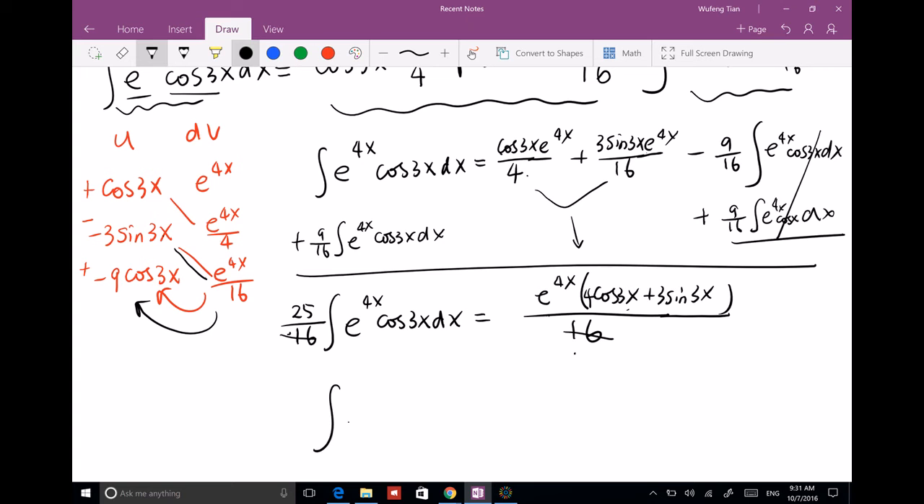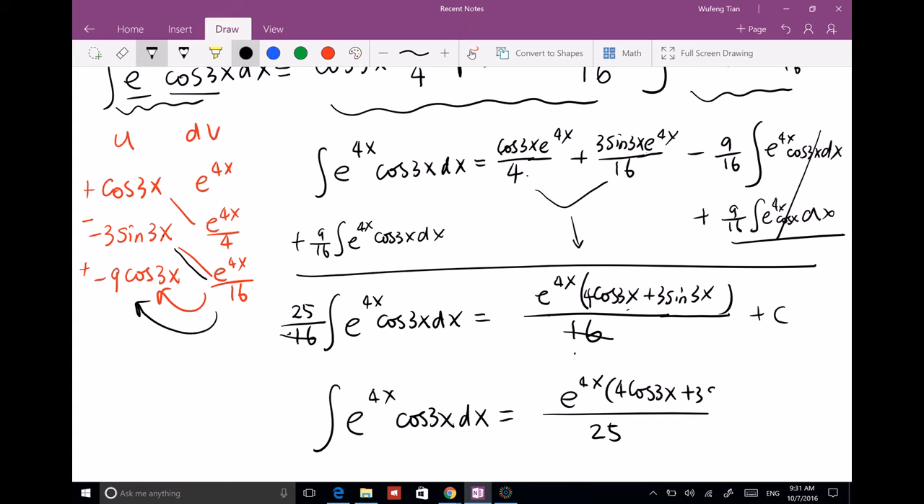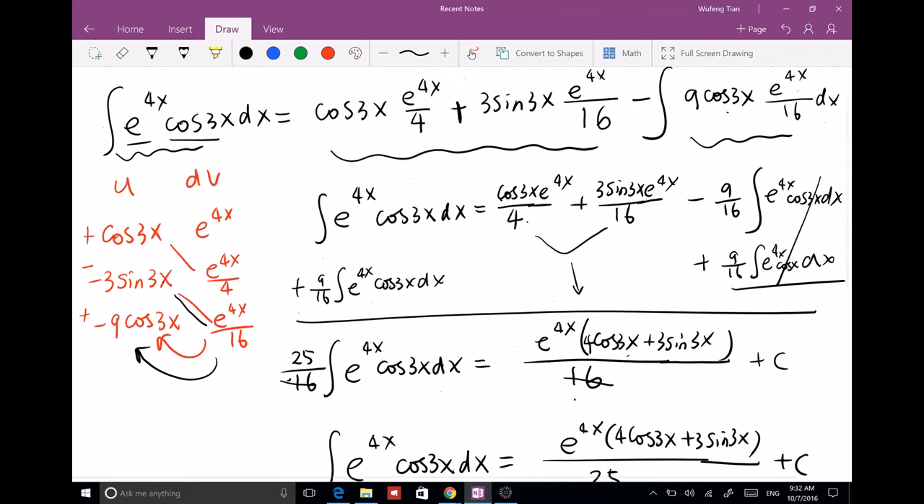So the final answer is the integral of e to the power 4x cosine 3x dx equals e to 4x times (4 cosine 3x plus 3 sine 3x) over 25, plus C. Okay. I hope everyone understands. Any questions?